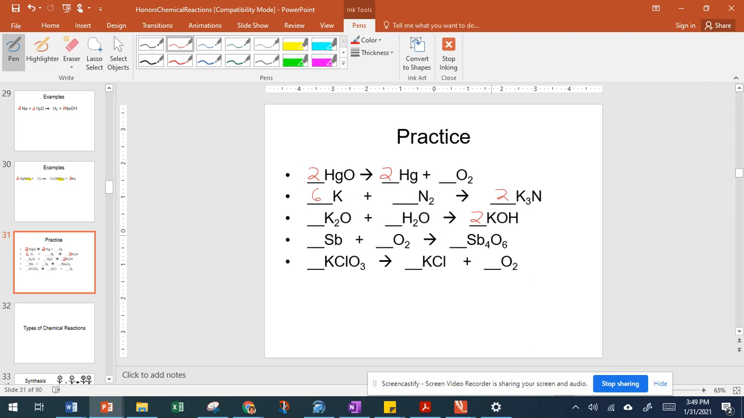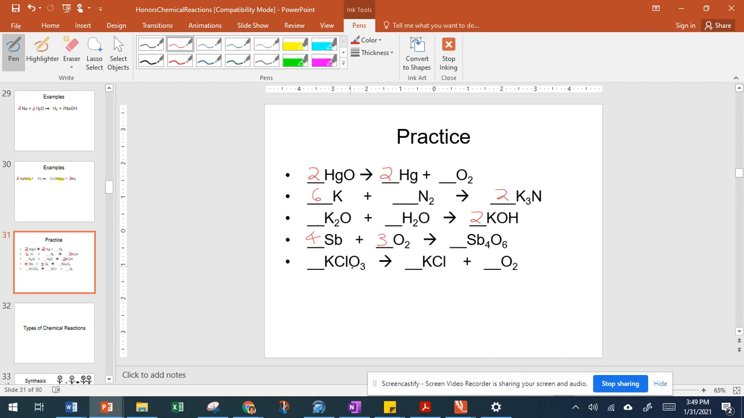With the next one, I would leave antimony to last, but you can think about, we have 2 here, we have 6 here, so what times 2 gives us 6? That would be 3. And then I need 4 antimonies.